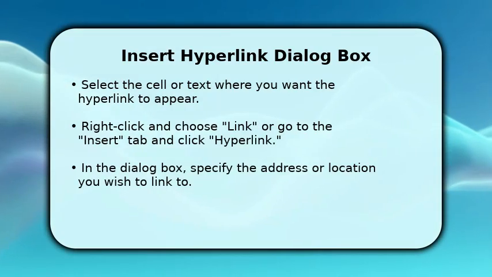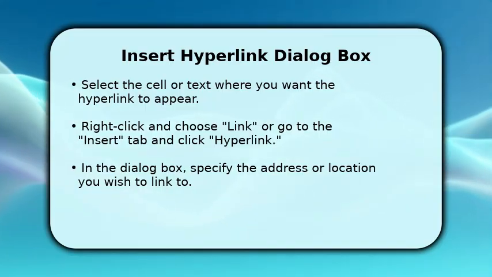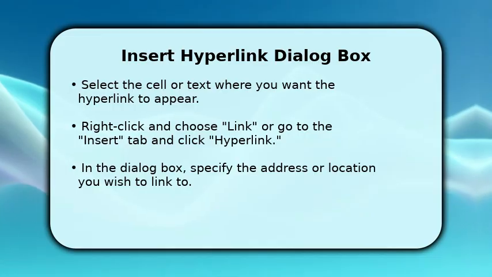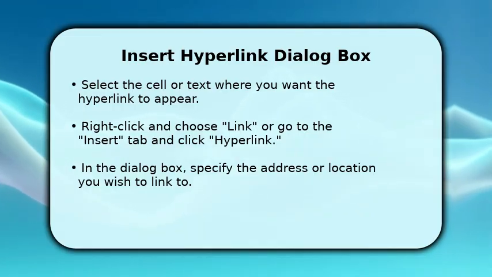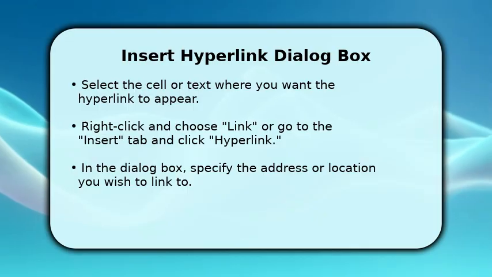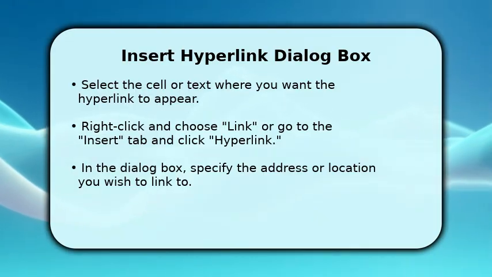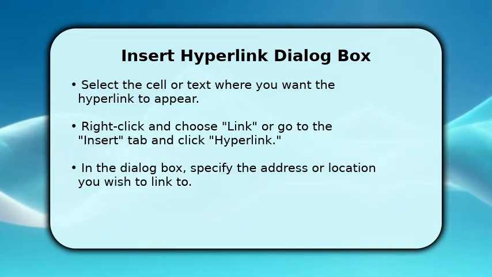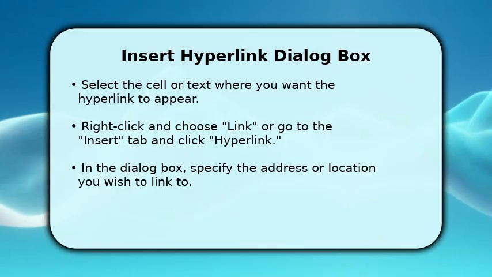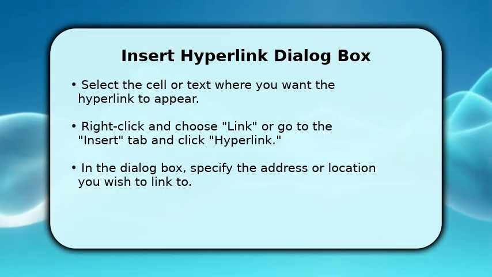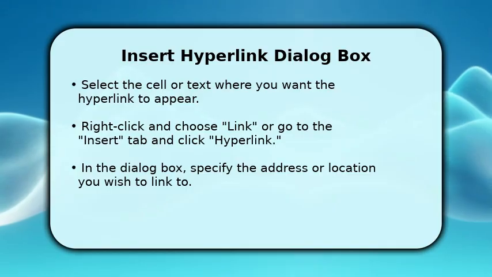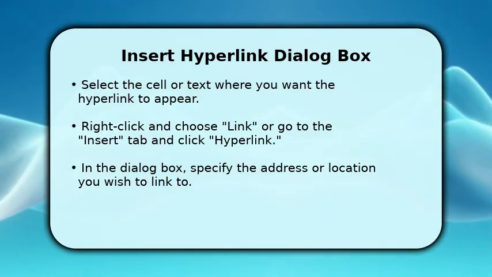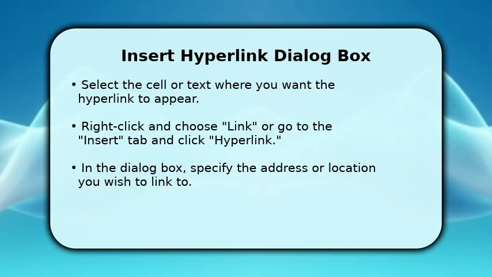The simplest way to create a hyperlink is by using the Insert Hyperlink dialog box. First, select the cell or text you want to turn into a link. Then, you can either right-click and choose Link or navigate to the Insert tab on the ribbon and click the Hyperlink button. A dialog box will appear, allowing you to type in a web address, browse for a file, or select a place within your current document. It's a very intuitive process.